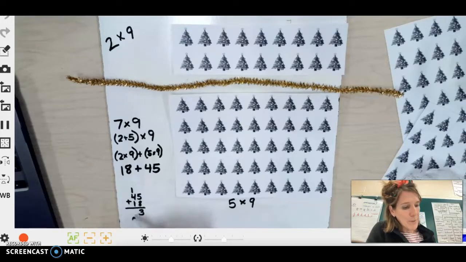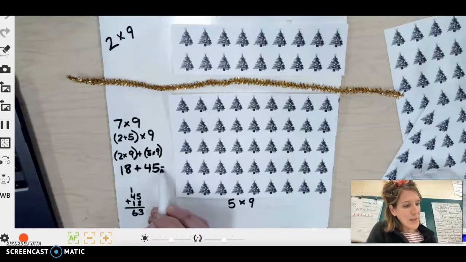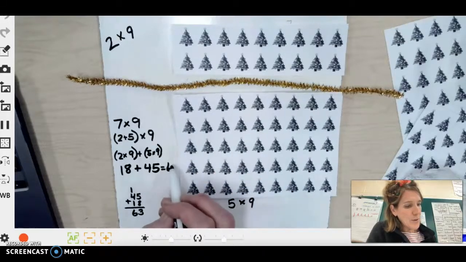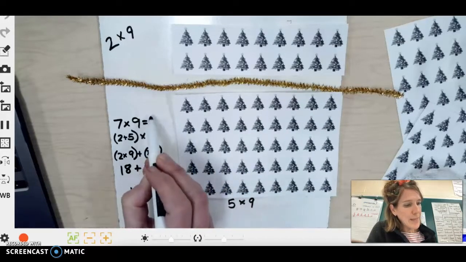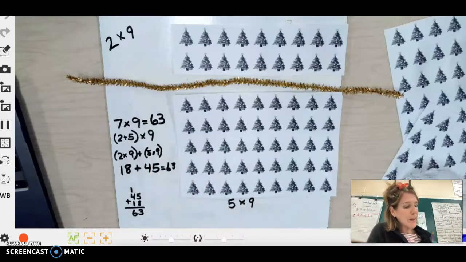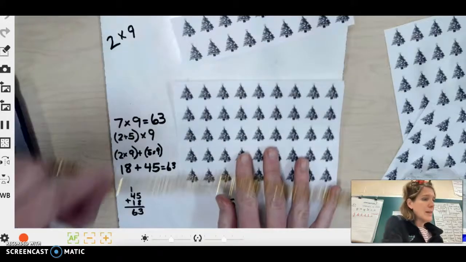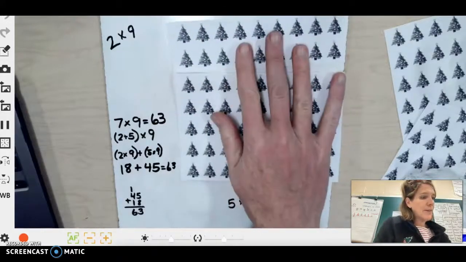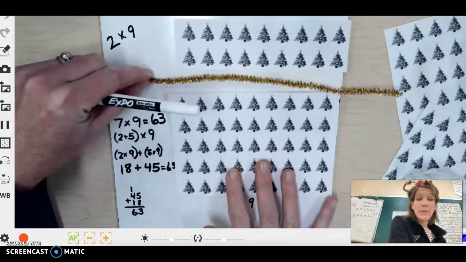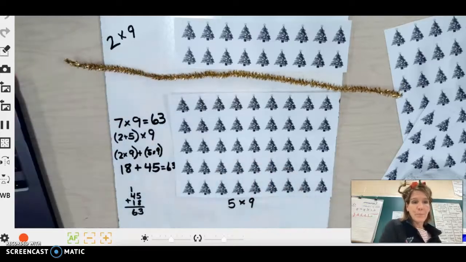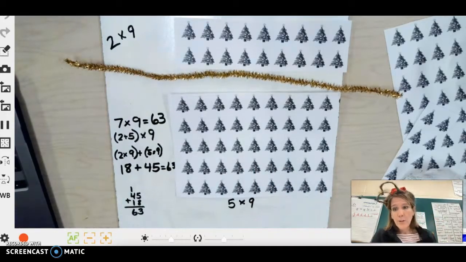4 plus 1 is 5 plus 1 is 6. So 63. So 7 times 9 is 63. Okay? So all I did was break my big array into 2 pieces. Now I broke the 7, the first factor, on this one.